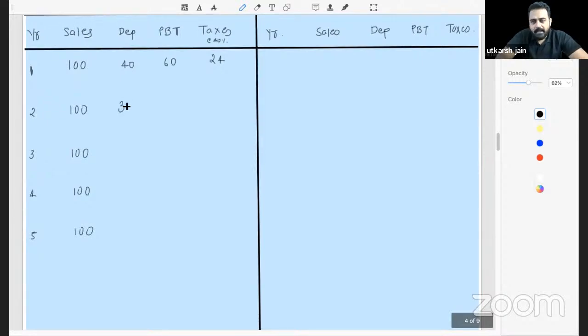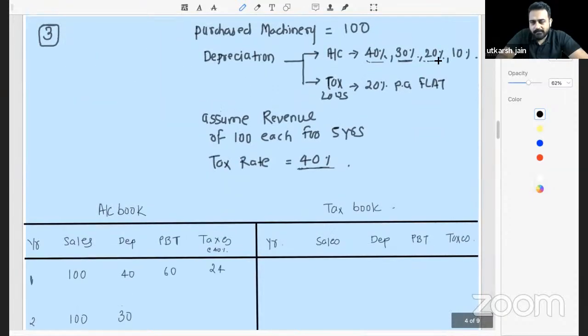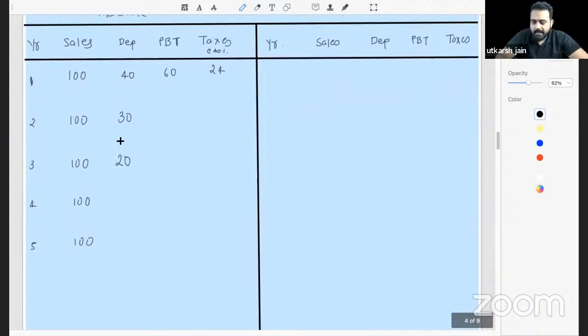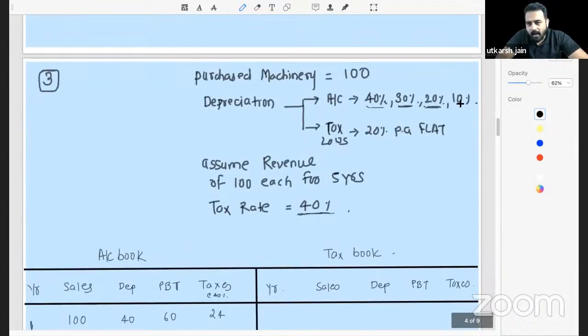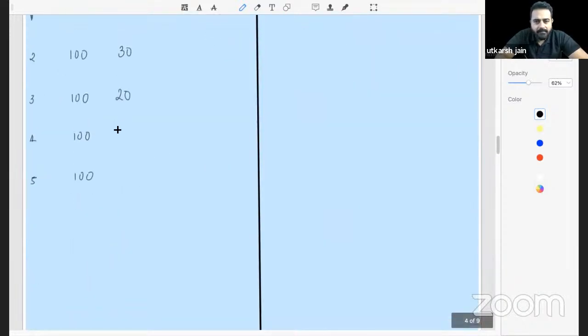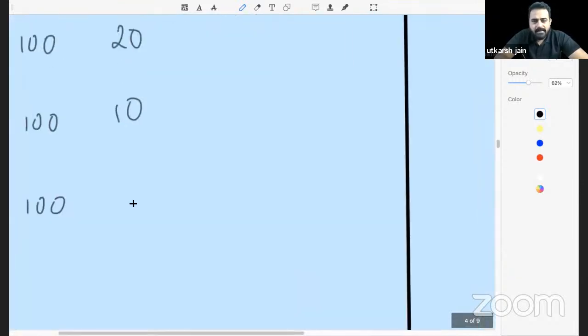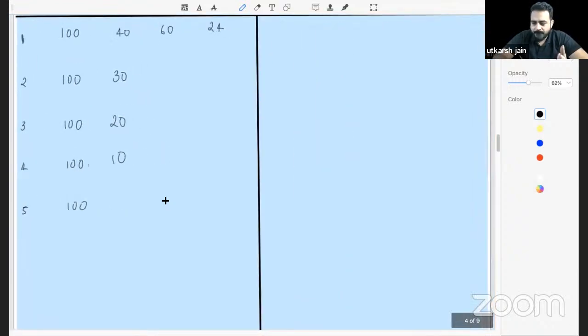Then depreciation for the next year will be 20. Depreciation for the year after that will be 10% of the original value, so 100 into 10% is 10. How about the last year? What should be the depreciation in the fifth year? Correct. You've already depreciated the whole asset, so now you're going to keep it as 0. Depreciation in the final year becomes 0.